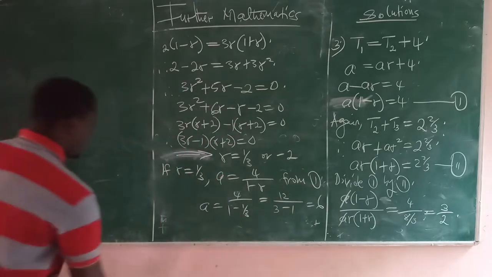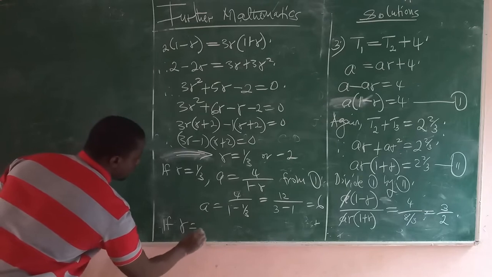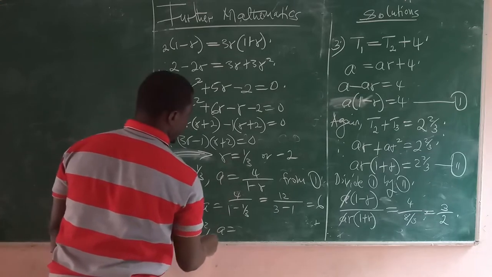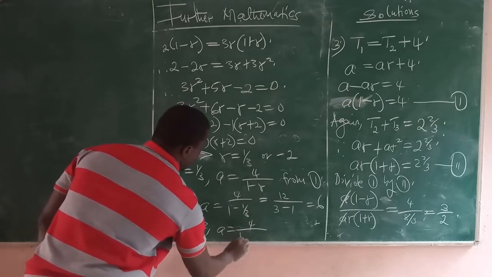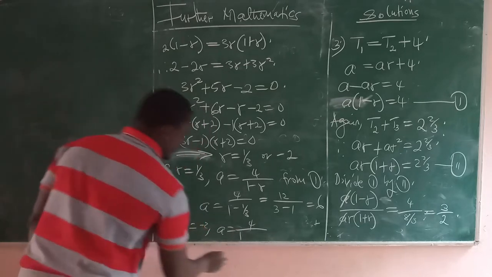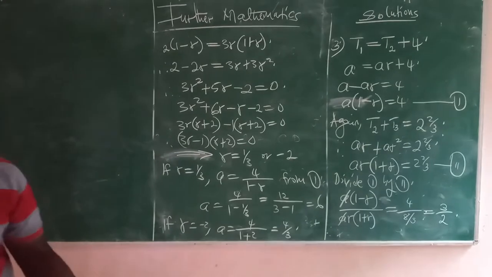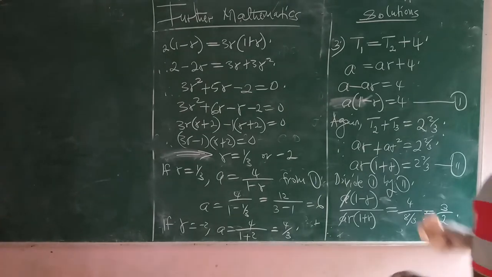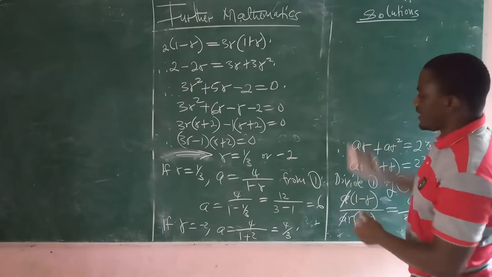So A is 6. If R is equal to minus 2, then A would be what? 4 over 1, yeah, 1 plus 2, which is 4 over 3. So we have values for A and values for R. So I'm going to find the first 3 terms of the GP.